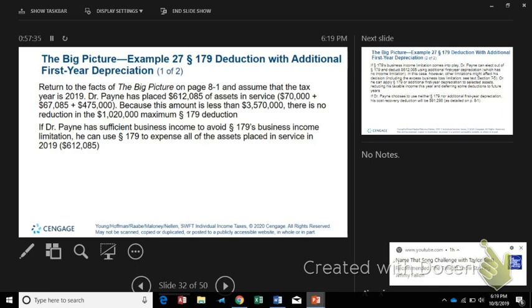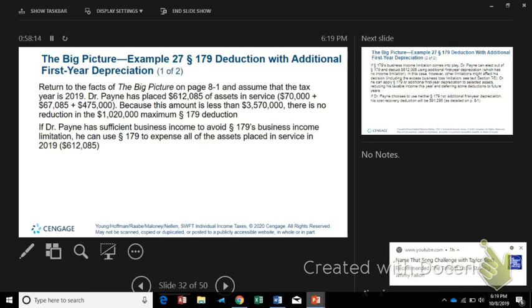You can't go below your net income with depreciation. So we turn to the facts. He assumes that Dr. Payne placed the $612,000 of assets into service. Okay, because this amount is less than $3.5 million, there is no reduction in the million of the section 179. So he can do that. And because he has sufficient business income to avoid the business income limitation, he can actually expense all of the assets put into place.